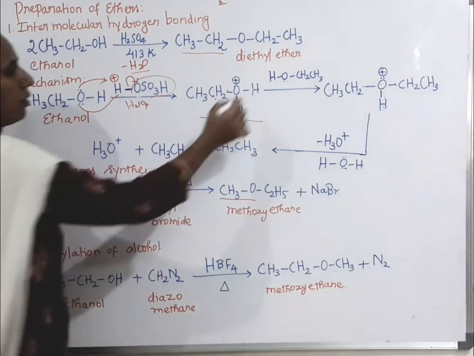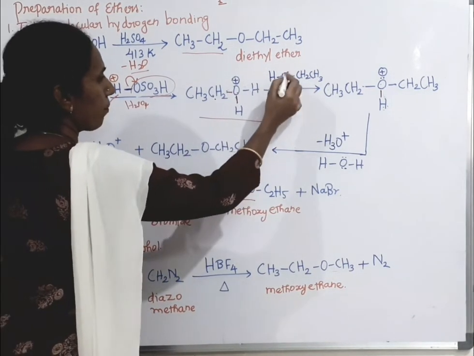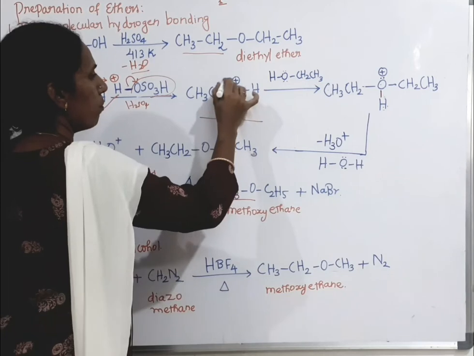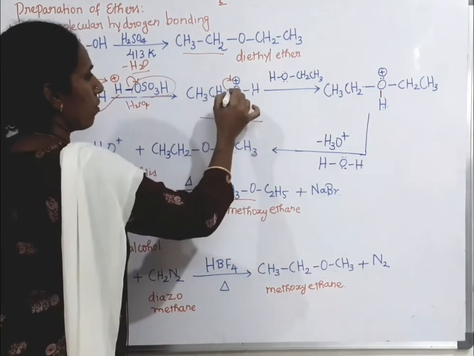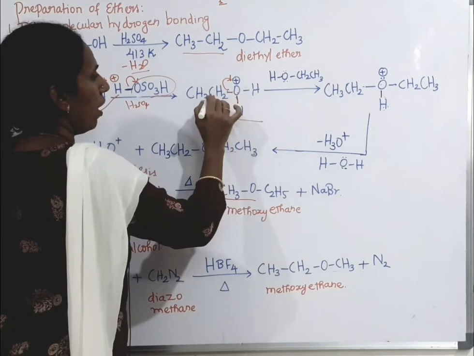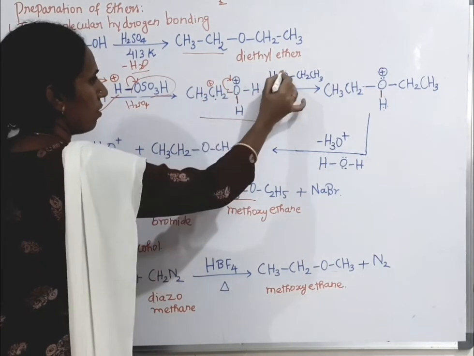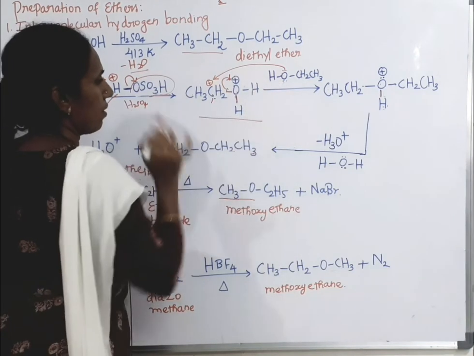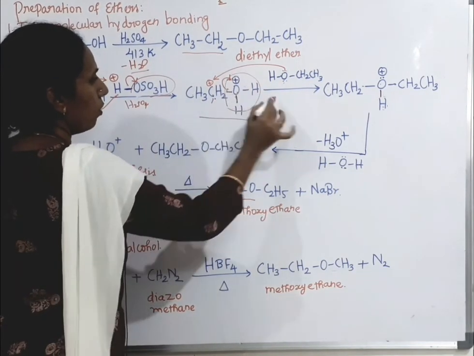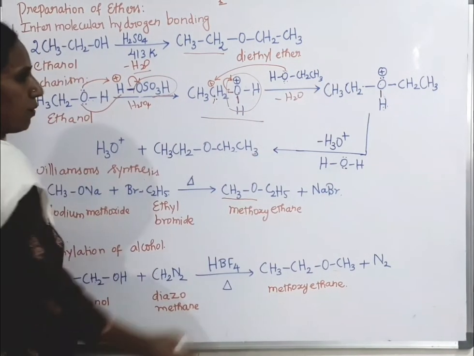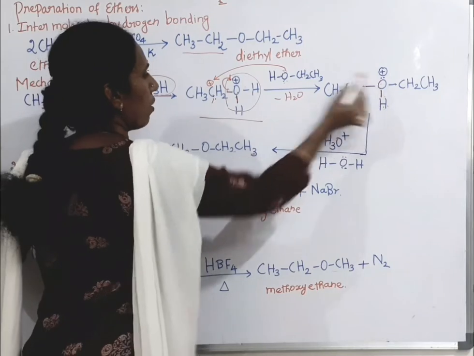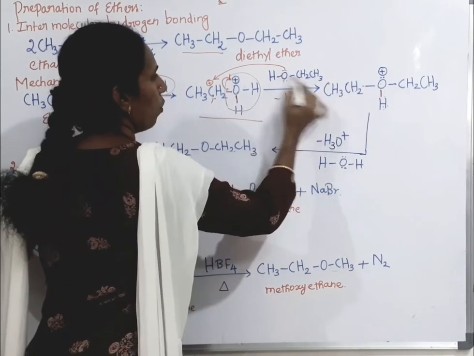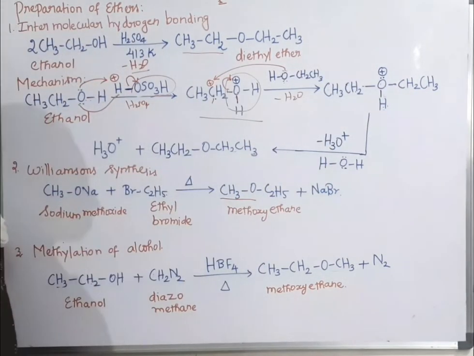In the next step, another ethyl alcohol molecule is added. Here this bond shifts to this oxygen, so this gets neutralized, and the carbon becomes positively charged. This oxygen containing a pair of electrons attracts this positive charge, so there is a bond formation between this carbon and this oxygen. This is a water molecule which is removed as H2O. So we are getting the product as CH3CH2 oxygen with the positive charge, and OHCH2CH3. This is the second step.